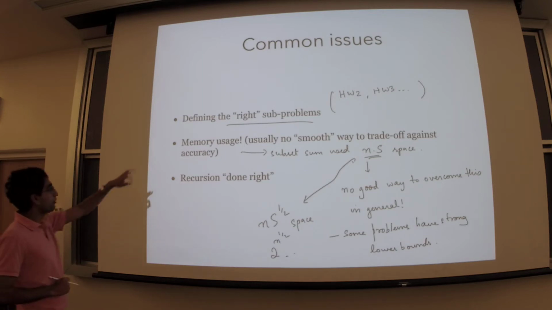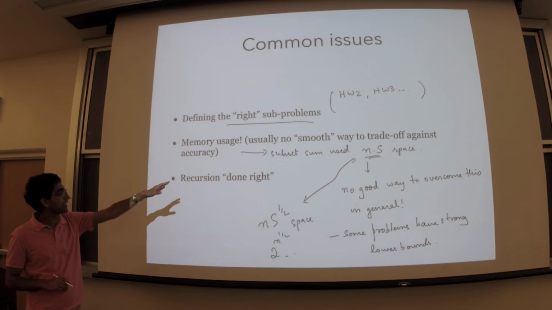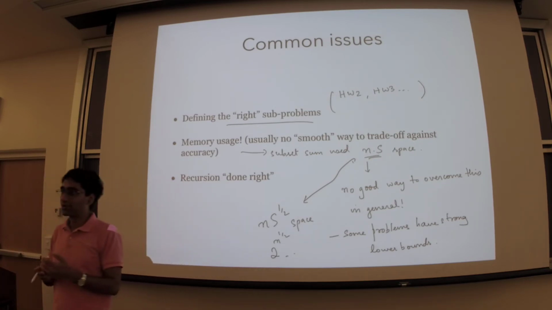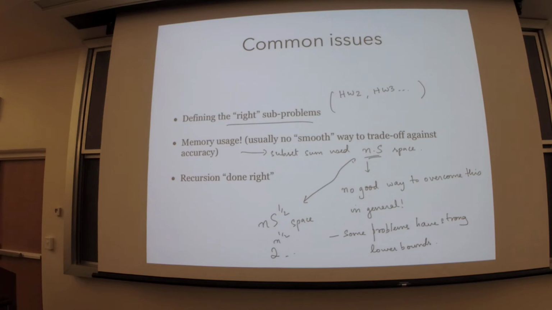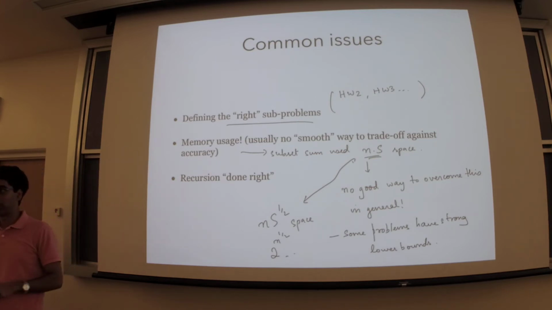Right, so that's one comment about memory usage. The other way to think about dynamic programming is that it's basically recursion but done correctly, right? Like you're not recomputing answers that you've already computed. Okay, so this is the memoization view of dynamic programming. So these are some common things to keep in mind for dynamic programming.